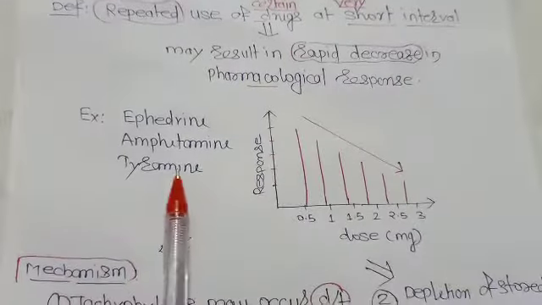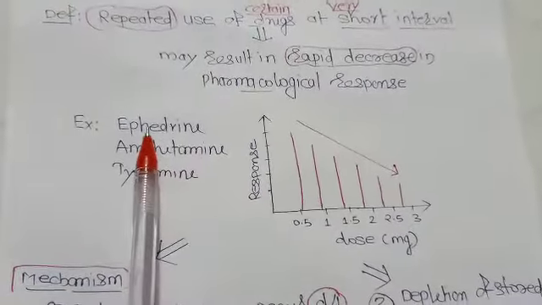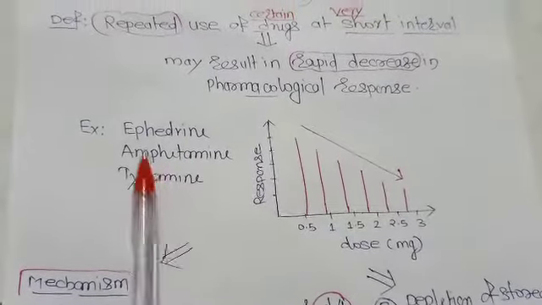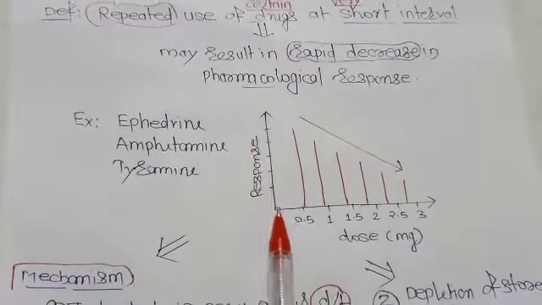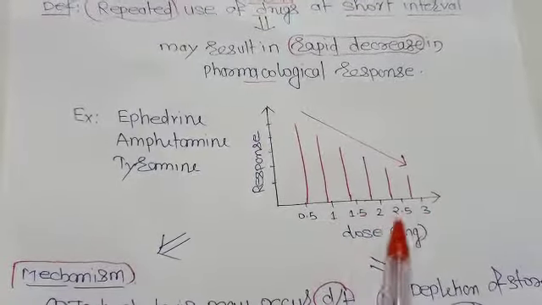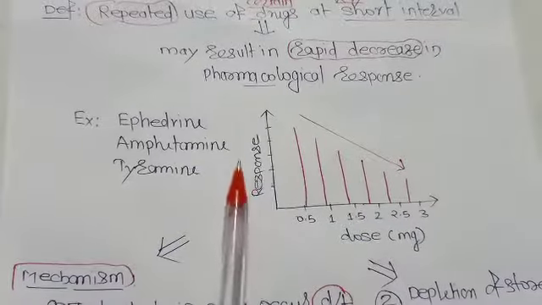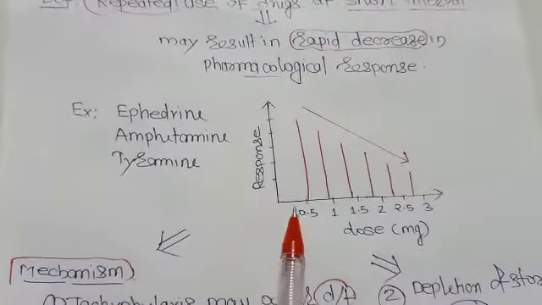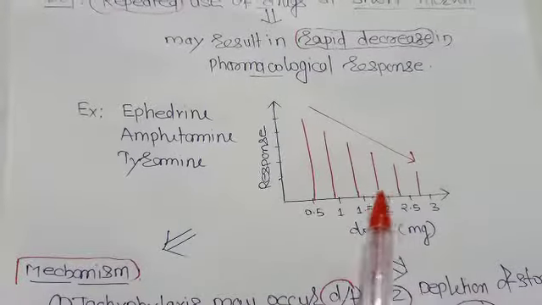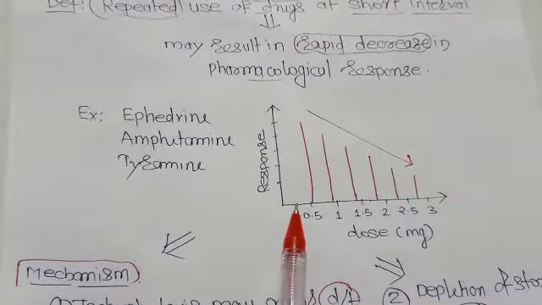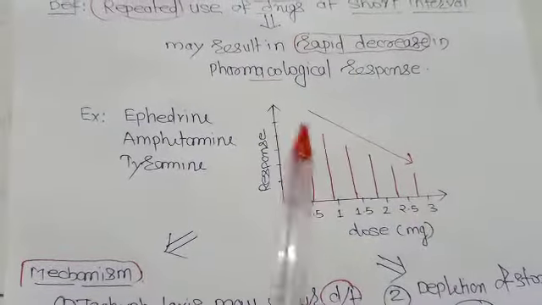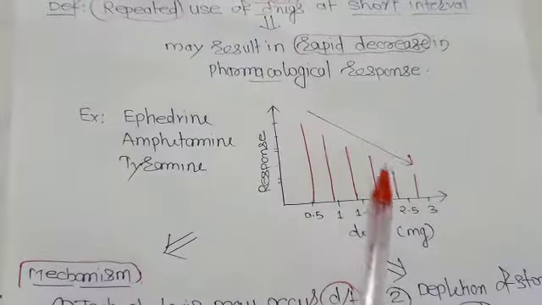Now which drugs show this tachyphylaxis? Drugs like ephedrine, amphetamine, tyramine. As you can see, this is the response and this is the dose: on the x-axis there are doses and on the y-axis there is the response of the drug. But as you can see, the dose is increasing but the response is decreasing.